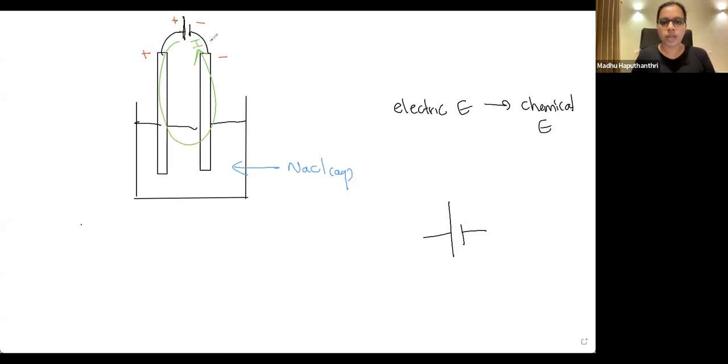Then the electrons are going in the opposite direction. Electron flow is in the opposite direction, so I'll denote the electron flow. It should be going like this. The negative terminal of the battery is shooting electrons out, so the electron flow is coming down like this.